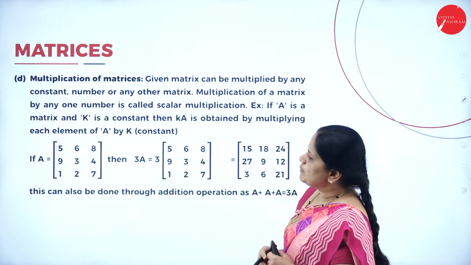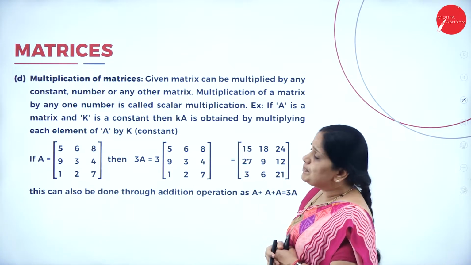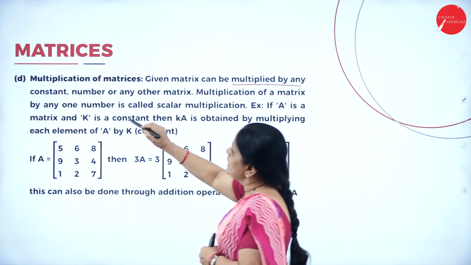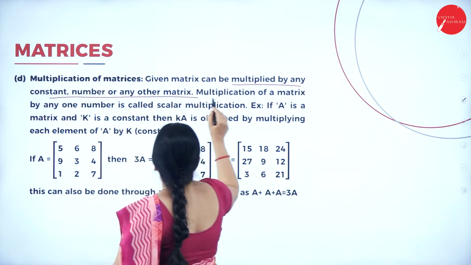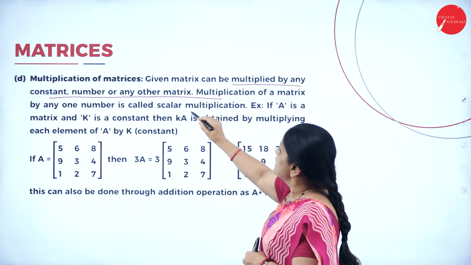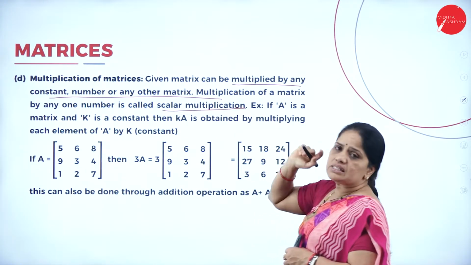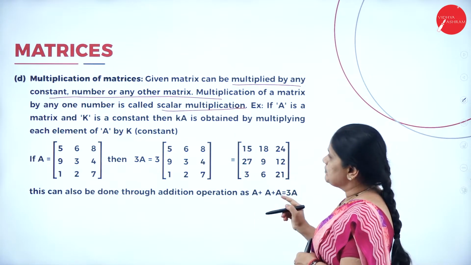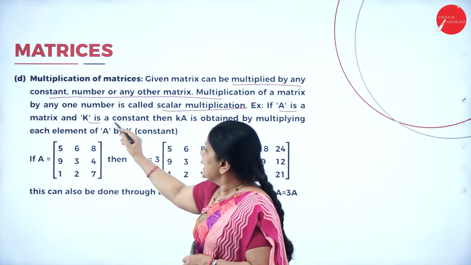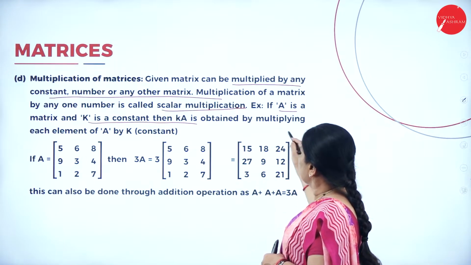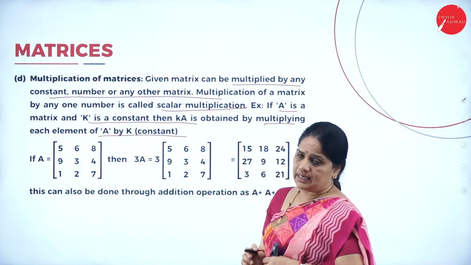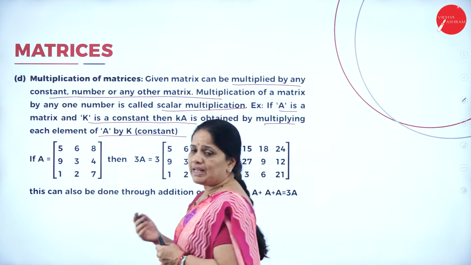Now, next we see the multiplication of matrices. The given matrix can be multiplied by any constant number or any other matrix. Multiplication of a matrix by any one number is called scalar multiplication. So if A is a matrix and K is a constant, then KA is obtained by multiplying each element of A by K. So I will explain here.